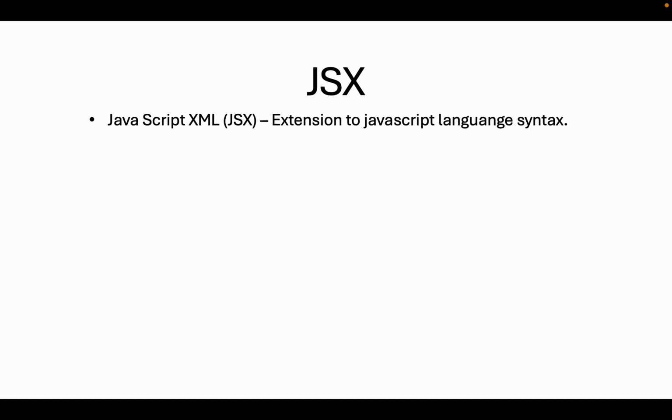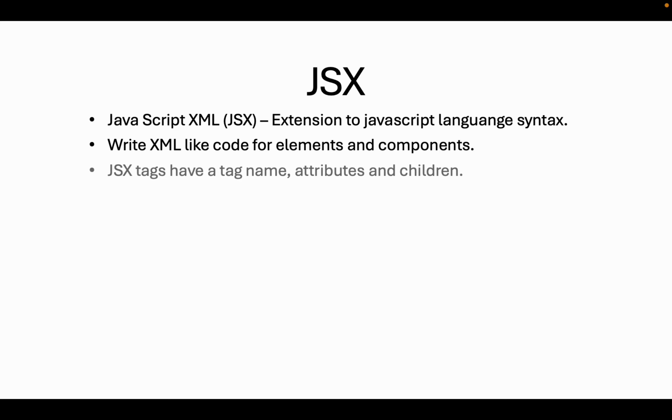JSX is like a JavaScript extension that is the same as HTML or XML that will be understood by the browser. Writing XML-like code for elements and components, JSX is code that is near to XML or HTML. JSX tags have a tag name, attributes and children, similar to XML and HTML. JSX is a necessity to write a React application. For sure, it's very necessary to learn and write all your applications with JSX in React.js.